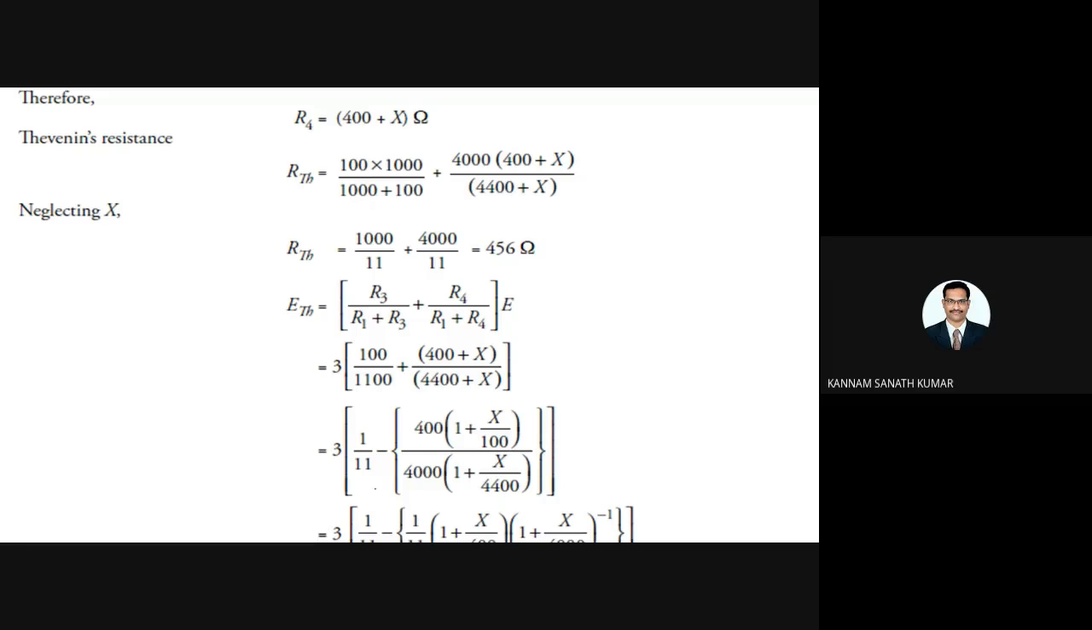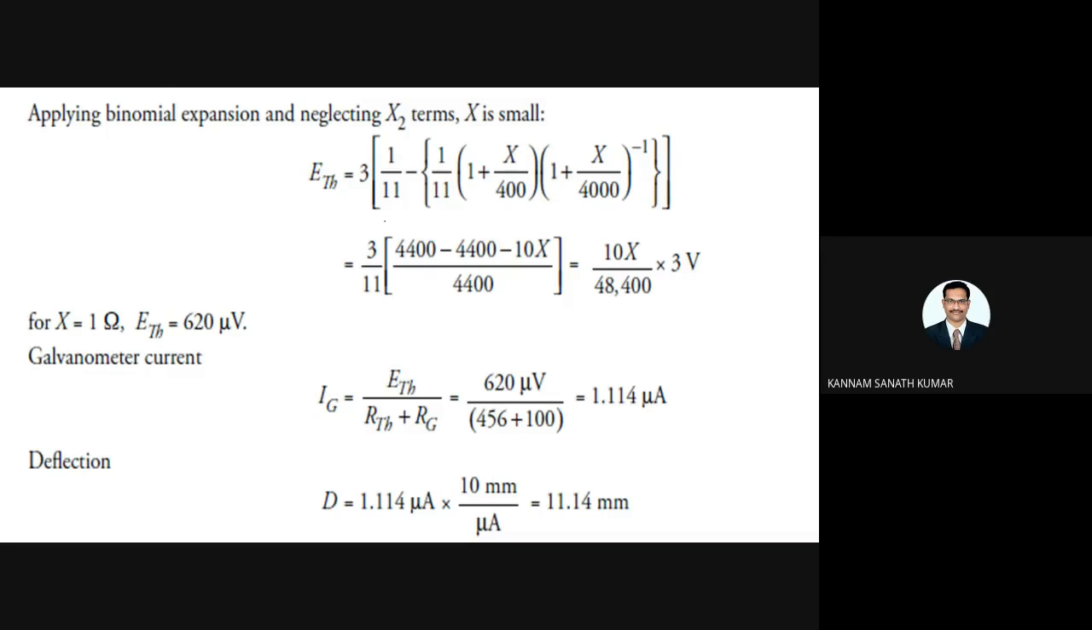So 1 by 11 minus 400, you can take common 1 plus x by 4400. So you are getting 1 by 11, 1 plus x by 400, 1 plus x by 400. This is like applying binomial expansion and neglecting x squared. If you simplify, you are getting 3 by 11, 4400 minus 4400 minus 10x by 4400.